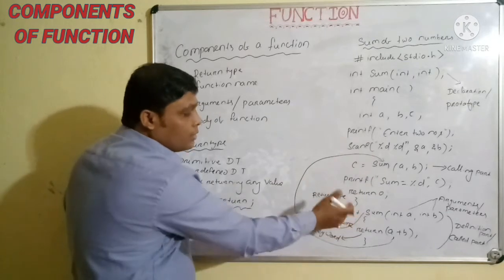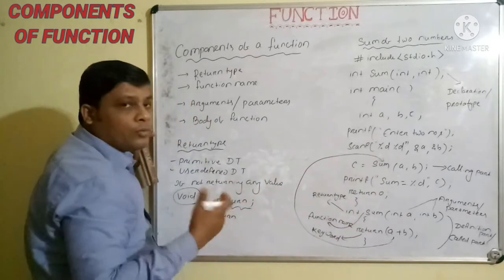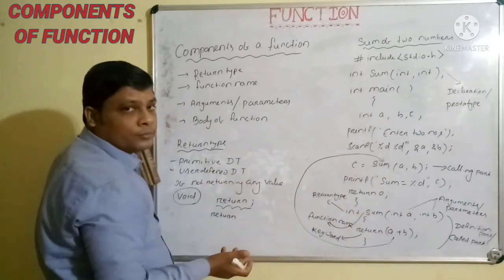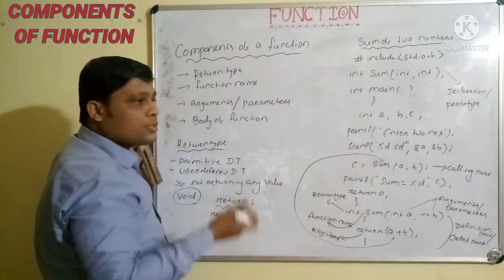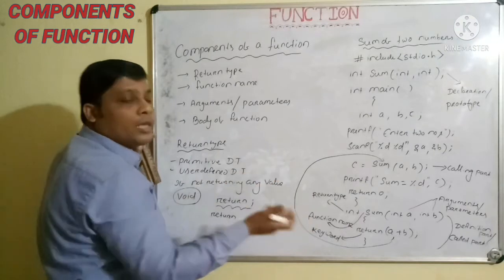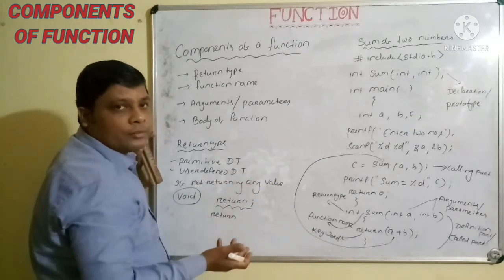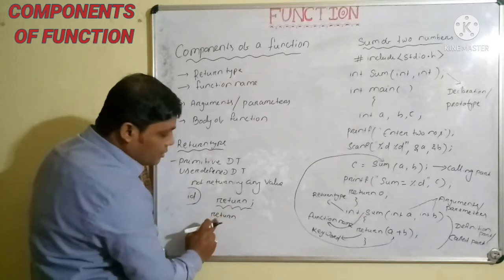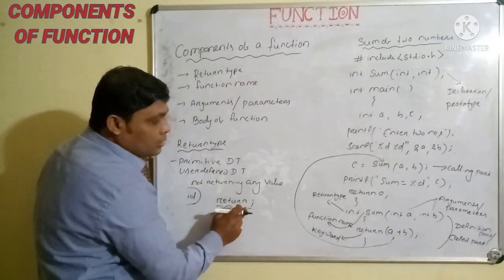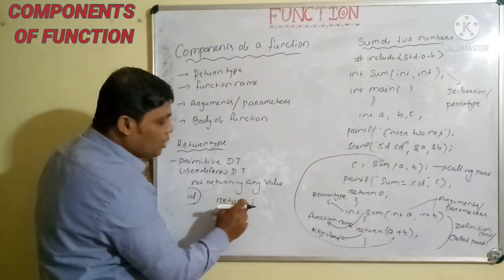If not returning anything, then what do I have to write? The return type is void. If I am not writing any return type, by default it is considered that the return type is integer. Clear? Now see, a function returns something by using the keyword return, R-E-T-U-R-N.